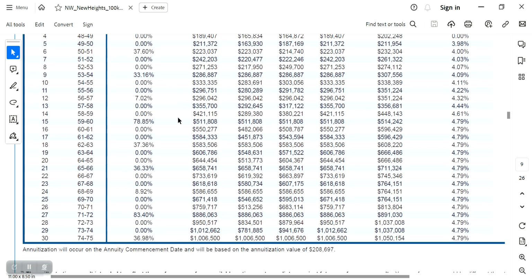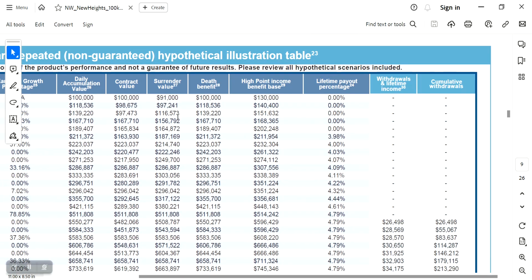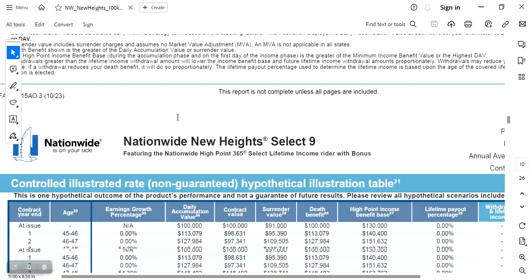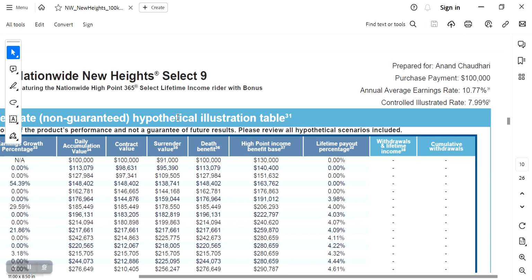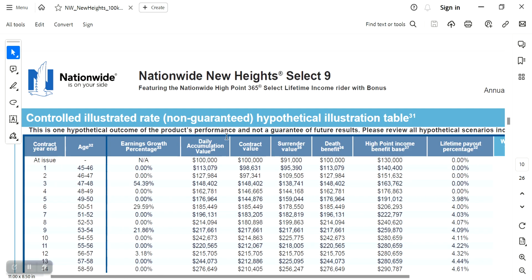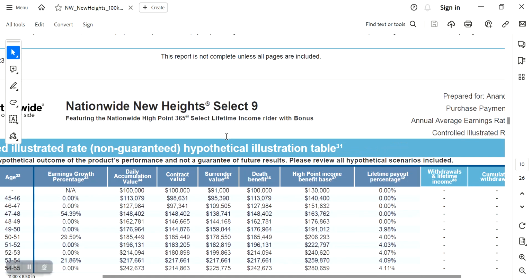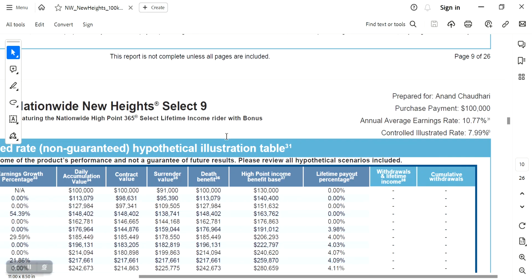Again, it's a hypothetical weighted average annual earnings rate credited to the contract to end the strategy term once lifetime income has been calculated, once the annuitization option in the contract year lifetime income benefit. The annual average earning rate is based off of the 12 years repeated, and then some are based off of a 10-year cycle. So, for instance, the controlled illustrated rate of 7.99 that's shown on page 10. Uh-huh. That's a controlled illustrated rate scenario.